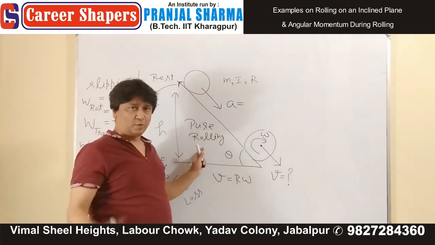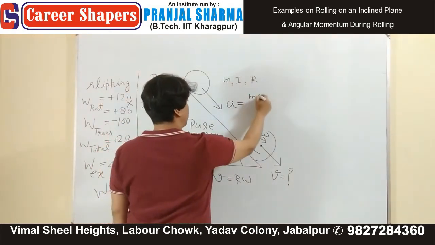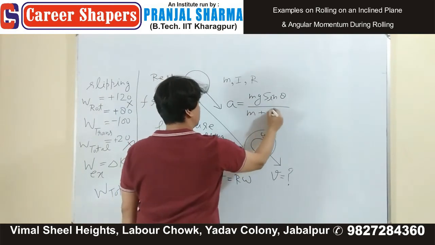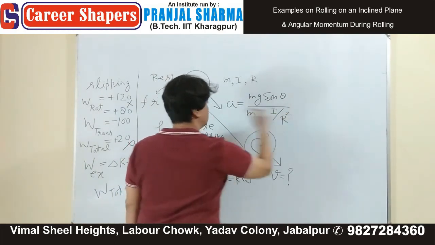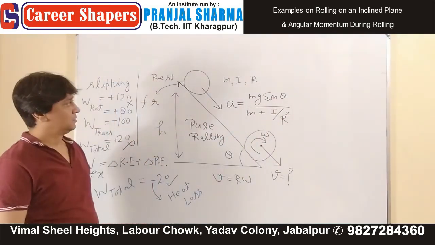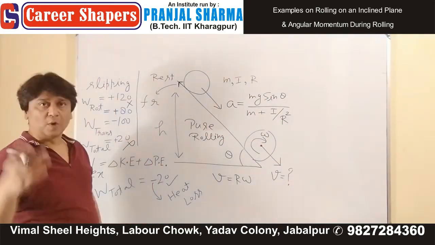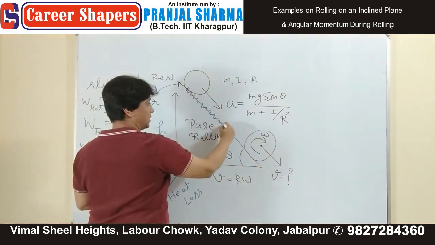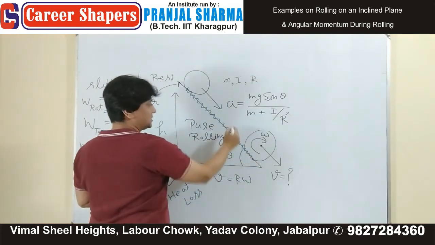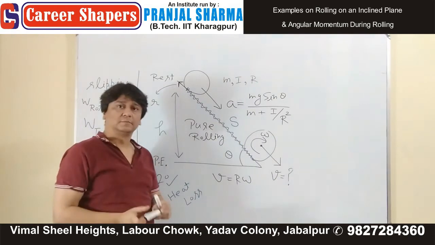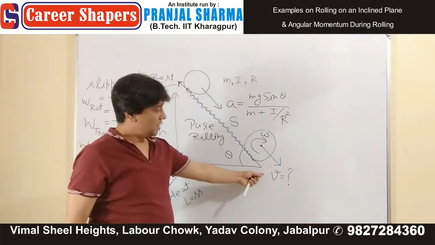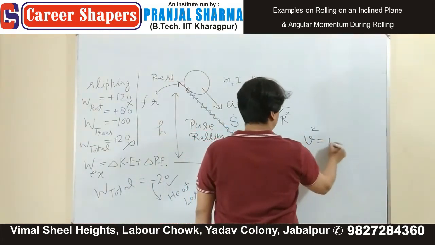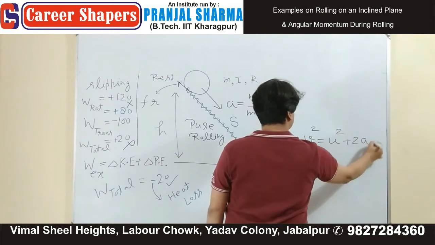Now, during pure rolling, what is acceleration? Everybody knows that mg sine theta whole divided by m plus I upon r square. ये किया हुआ है हमने. Body from here to here, its displacement is s, and I'm asking you v. What is the equation one should use? This is the equation. V square equals u square plus 2as.